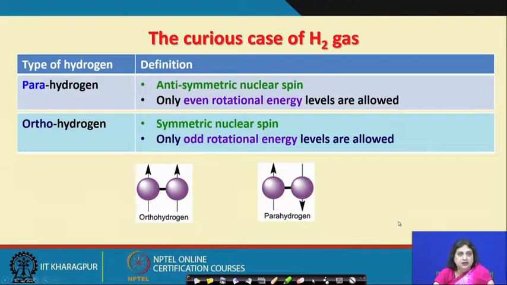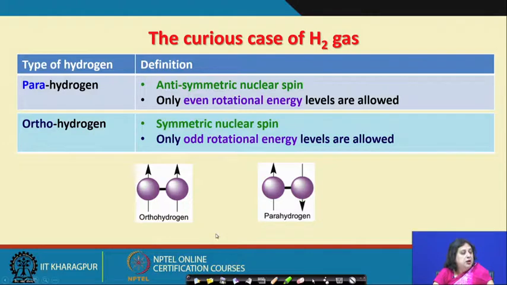This is a schematic representation. In para-hydrogen, all I am trying to say is that if one nucleus is associated with some alpha as a nuclear spin function, and the other one has beta, then it is the antisymmetric combination of these two nuclear spin functions, alpha beta minus beta alpha divided by root 2, that represents the nuclear wave function for para-hydrogen. And ortho-hydrogen, on the other hand, can have three different representations corresponding to three different symmetry allowed nuclear wave functions.